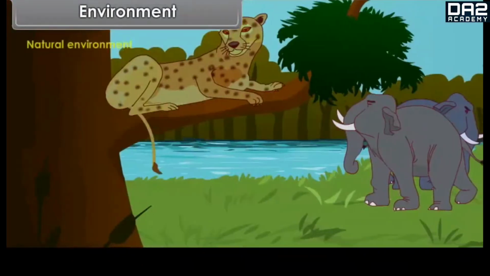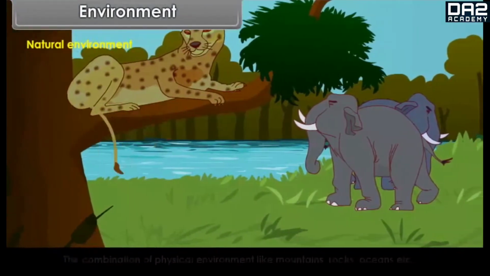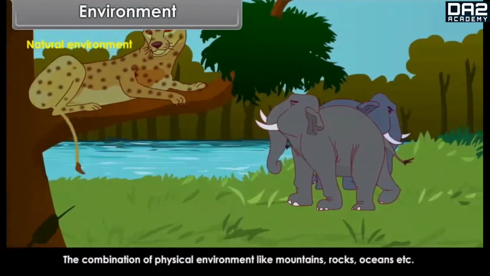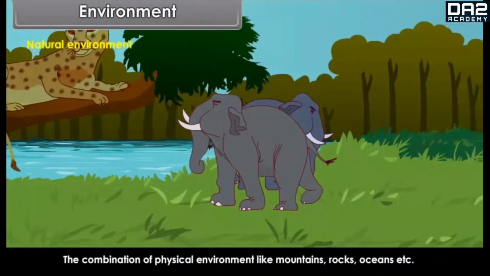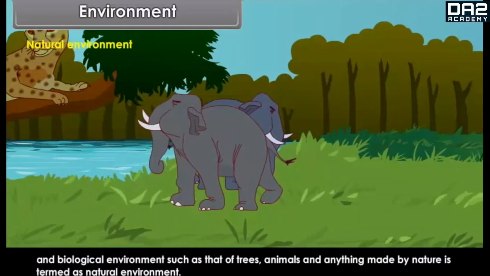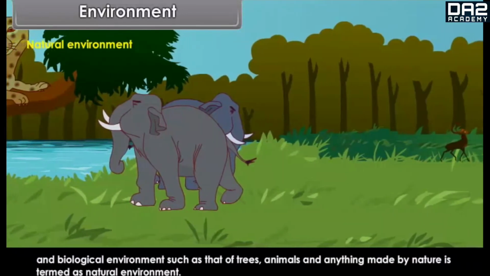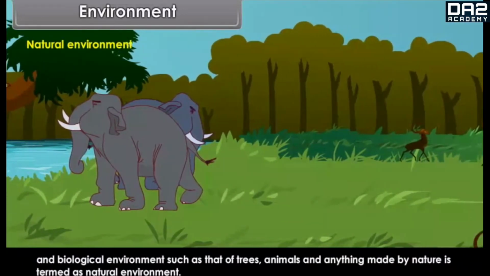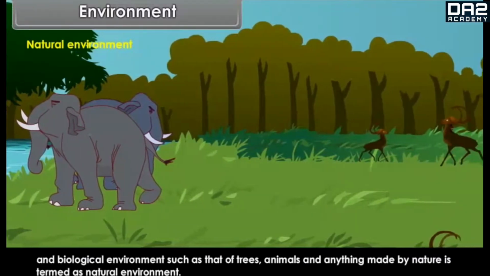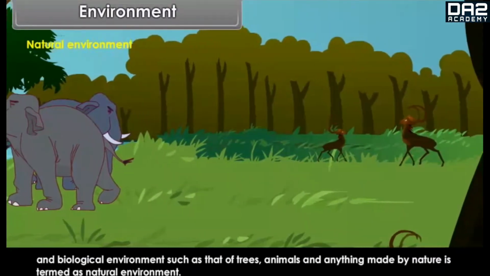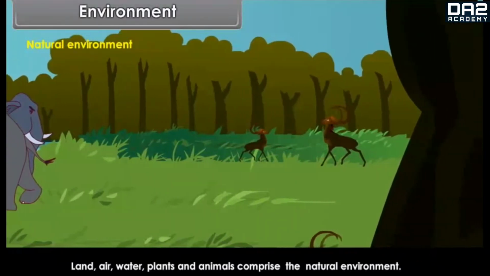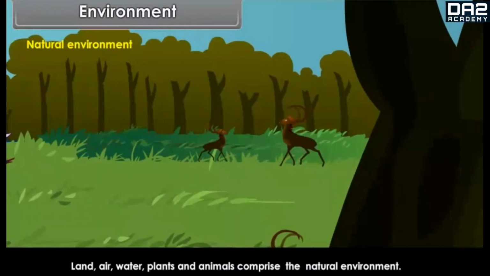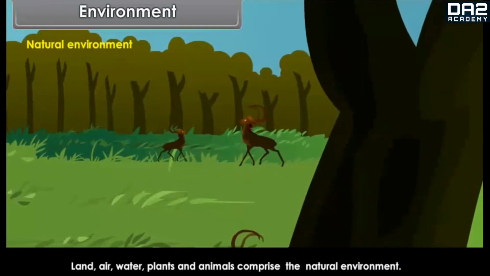Natural environment. The combination of physical environment like mountains, rocks, oceans, etc. and biological environment such as that of trees, animals and anything made by nature is termed as natural environment. Land, air, water, plants and animals comprise the natural environment.